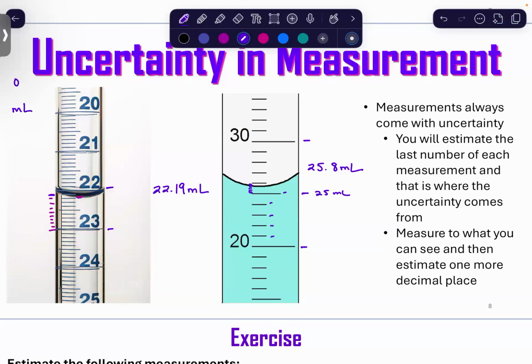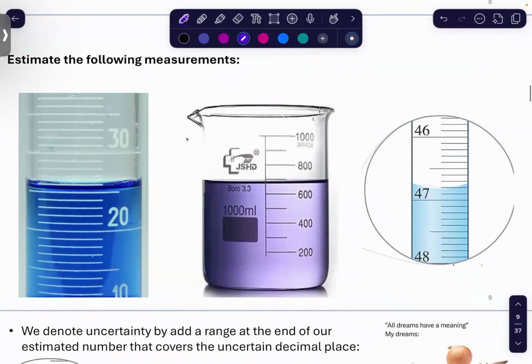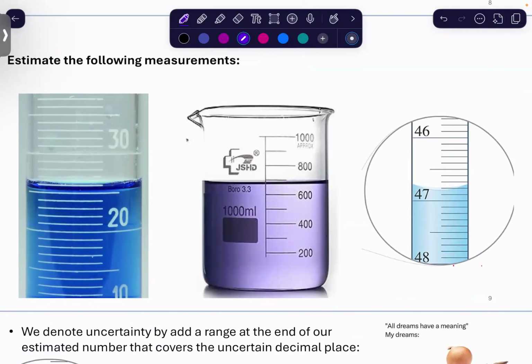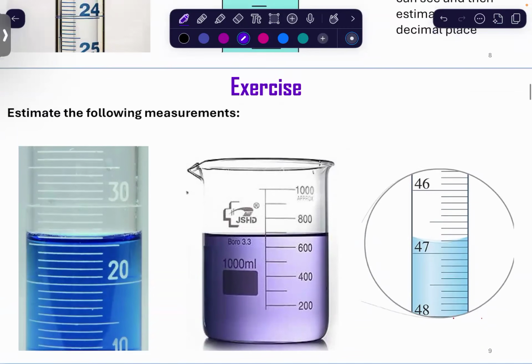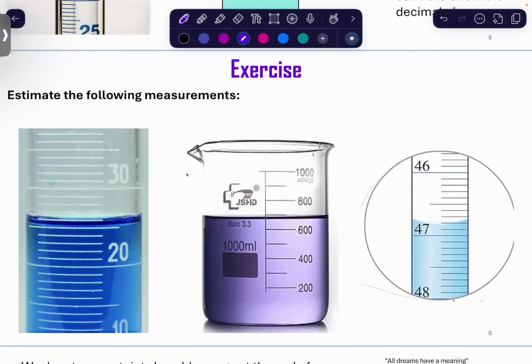Now let's look at an exercise. Three different laboratory pieces of equipment. Okay, you have a graduated cylinder on the left, a beaker in the middle, and a burette on the far right. And so this is an exercise. At this point, you might want to pause the lecture and try to answer these questions. Try to answer these to see how close you get.